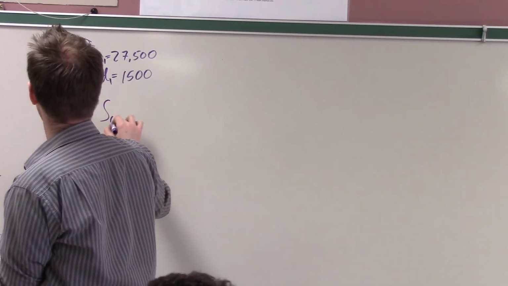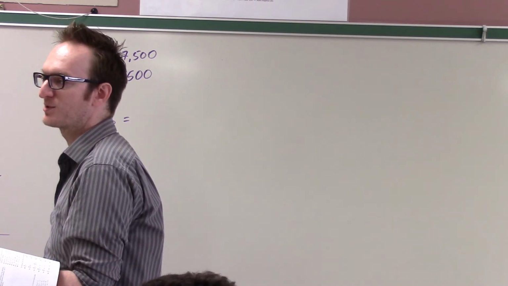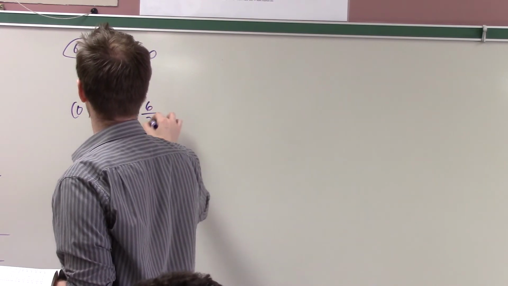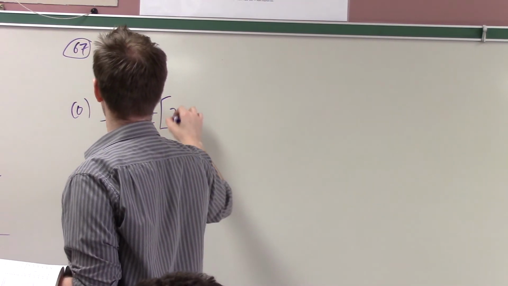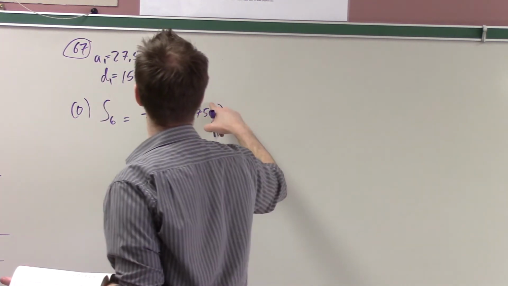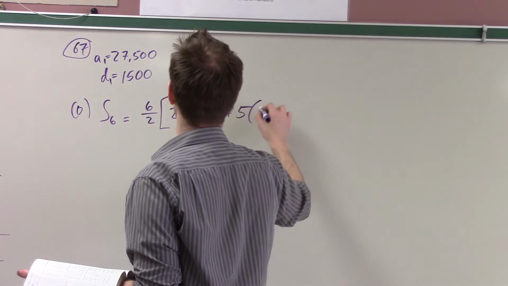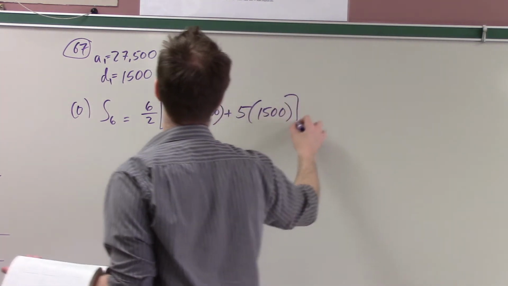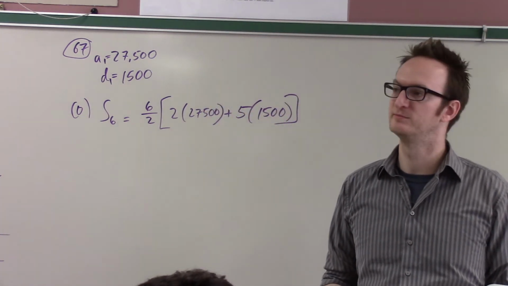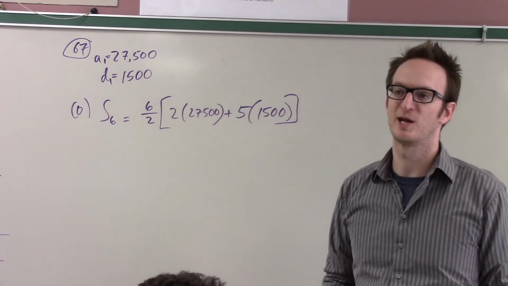Well, that's just S sub 6, right? It's like big numbers, too big, can't do it. This is n over 2 times the first term plus n minus 1, so that's 5 times d. So it's just that number, whatever that is. Am I doing this right? I think so. Other questions? Okay, good.